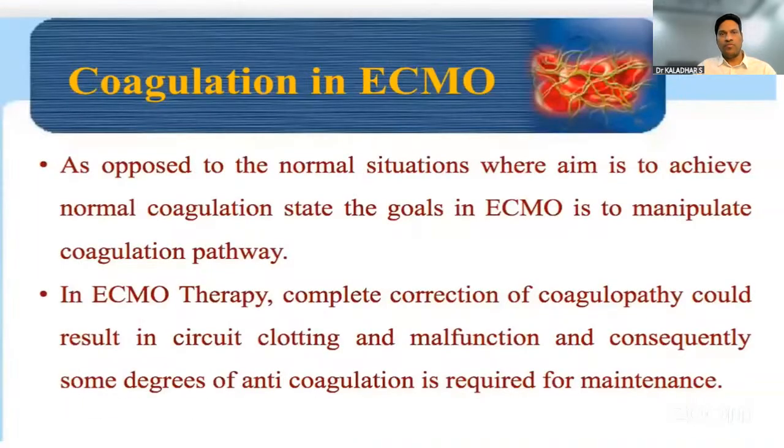When we encounter any normal situation, normal coagulation has to be achieved. In ECMO, we generally tend to manipulate the coagulation pathway. Here, we don't want complete correction of coagulopathy because the thrombotic tendency is very high. That is what will lead to circuit clotting and malfunction. That is the reason we maintain some degree of anticoagulation most of the time for maintenance of this circuit.